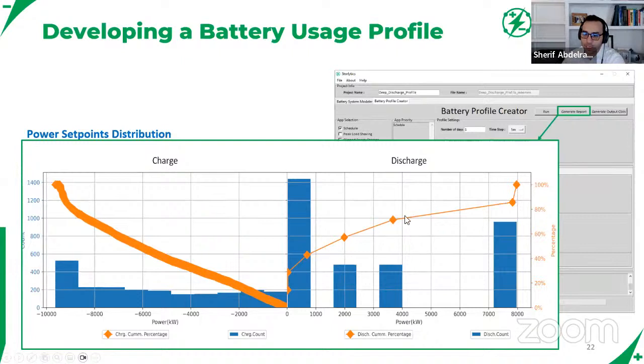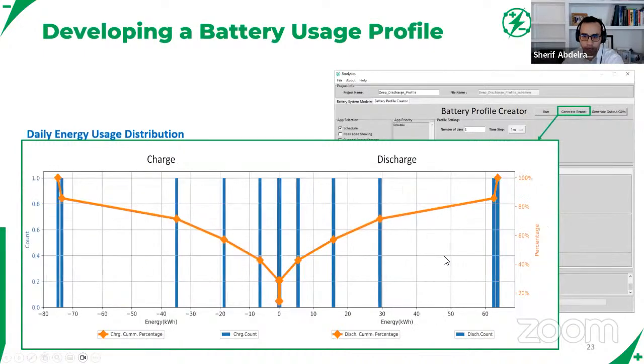What this is saying is basically, if you're at 7 megawatts, you have a little more than 80% of the battery power set points. And you only get to 100% if you're at around 8 megawatts, right? So there's really no state of charge here whatsoever, I think, on the energy side.